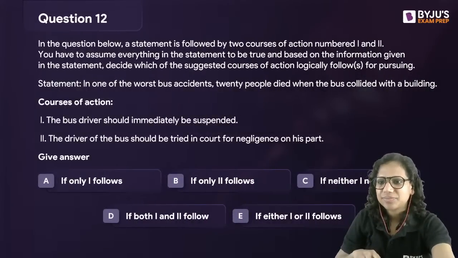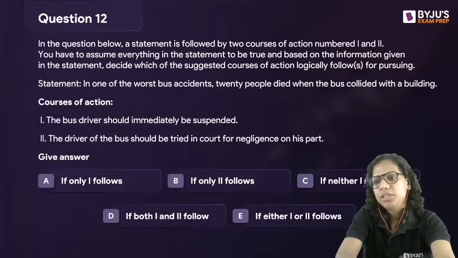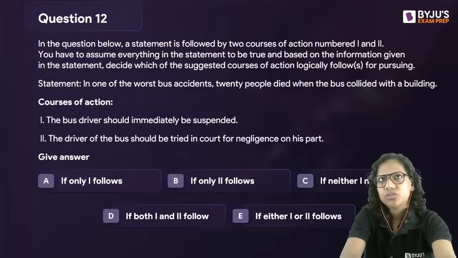12th. All members. Then it should be both. Just a second. The film should be banned.